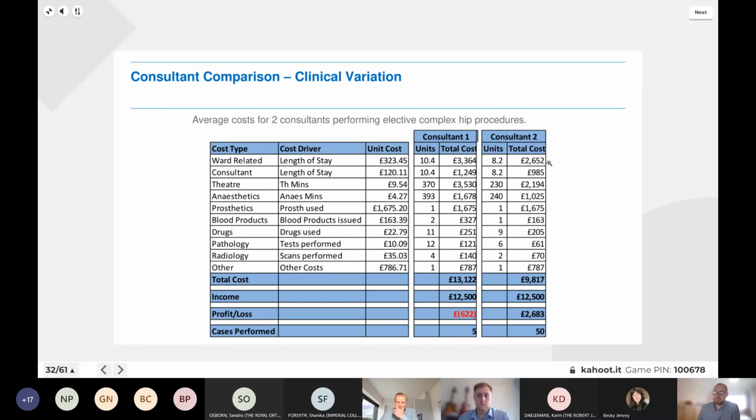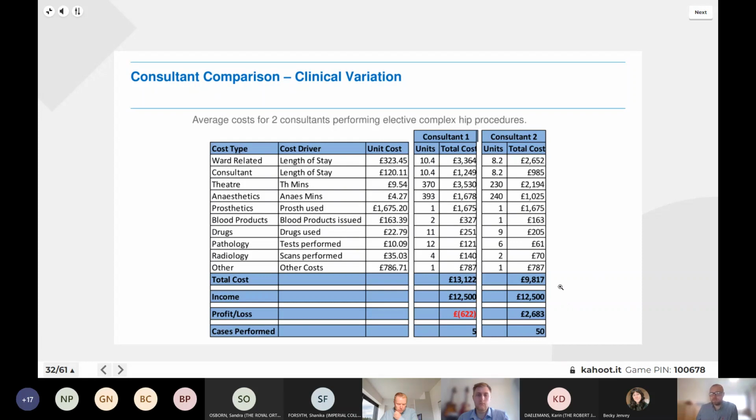Now with consultant 2, we see they perform the same procedure but get patients home quicker, only 8.2 days. They spend less time in surgery, 230 minutes. They only use 1 blood product, order 9 drugs, 6 tests and 2 scans. So the cost is significantly lower than consultant 1 at £9,817 per patient. So the trust makes an average profit of £2,683 on each of these, and consultant 2 performs this procedure 50 times per year.